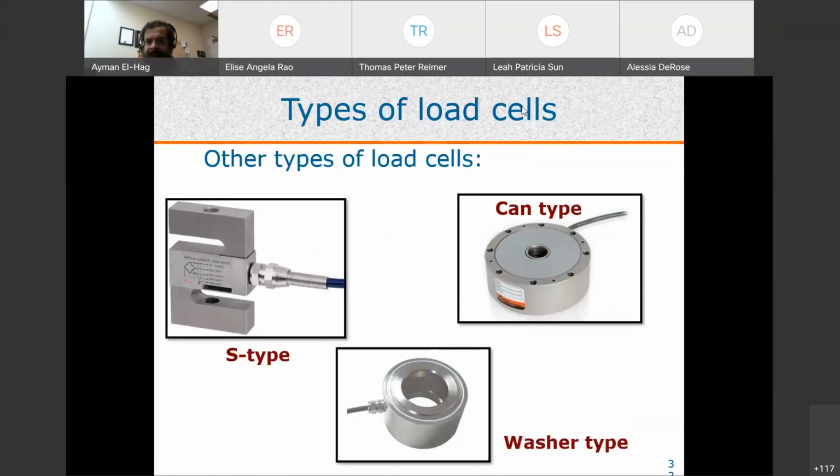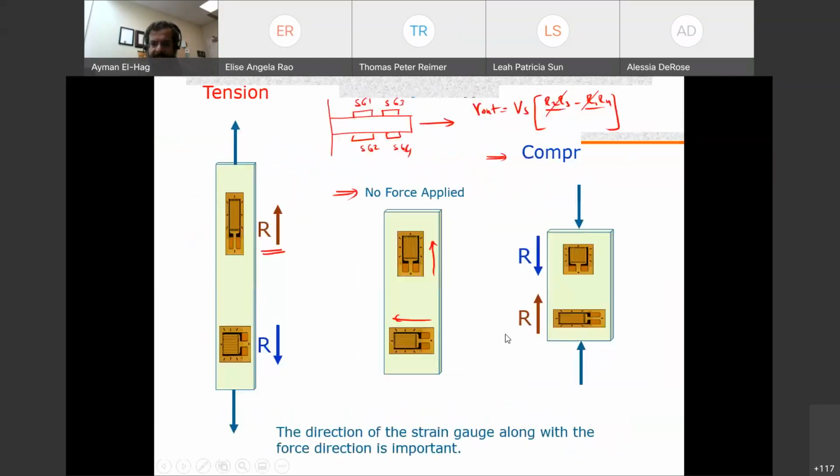Before I move forward, there is a question here. Let me see it. Can you re-explain how we know if the strain gauge is elongated or compressed? Okay, I would rather go back here. This is the most important one that you can see. If the force that is applied is a tension or a compression, you use this one. So you see the direction of the strain gauge.